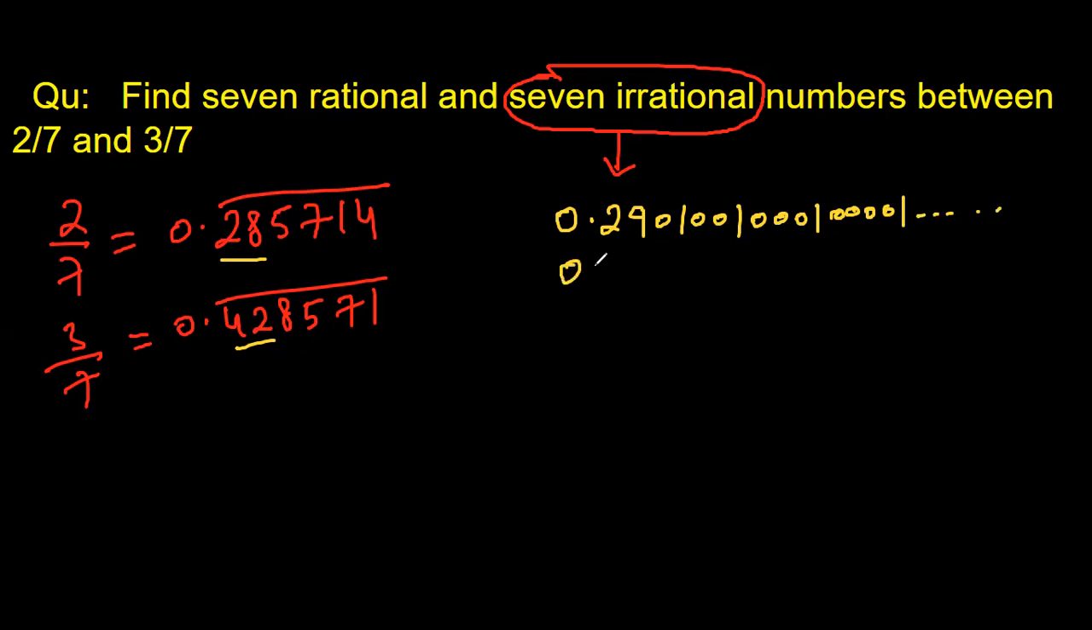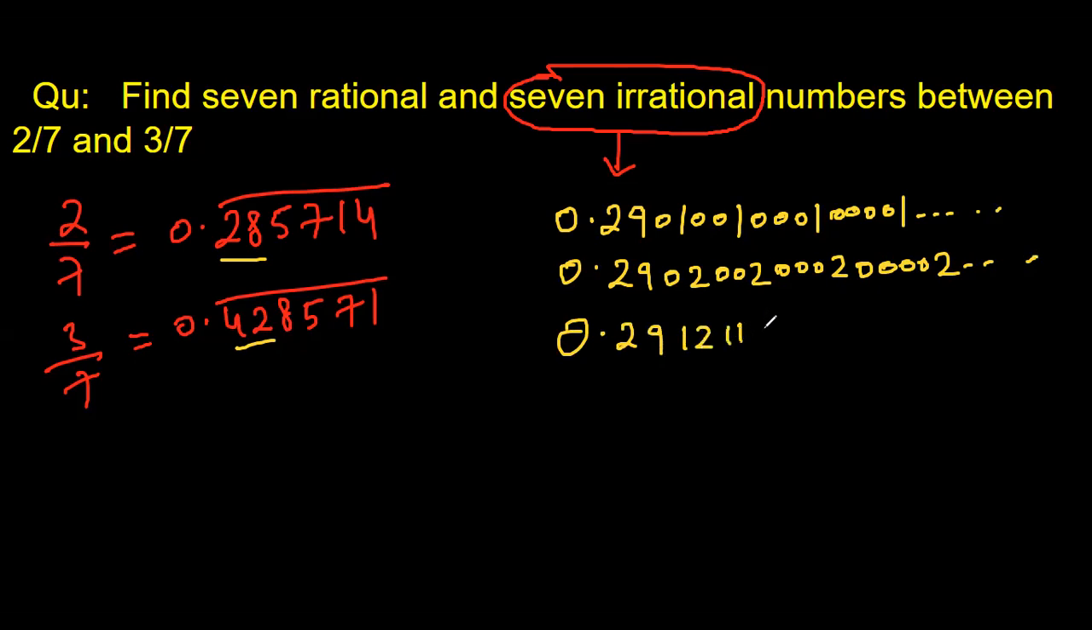You can also say 0.29, then 0, 2, 0, 0, 2, 0, 0, 0, 2, right? So this is a fun way of writing these things. This is the second number. You can also choose 0.29 and then you can say 1, 2, 1, 1, 2, 1, 1, 1, 2, 1, 1, 1, 1, 2, and this continues. Remember to put this dot dot dot, means this pattern will continue forever, right?